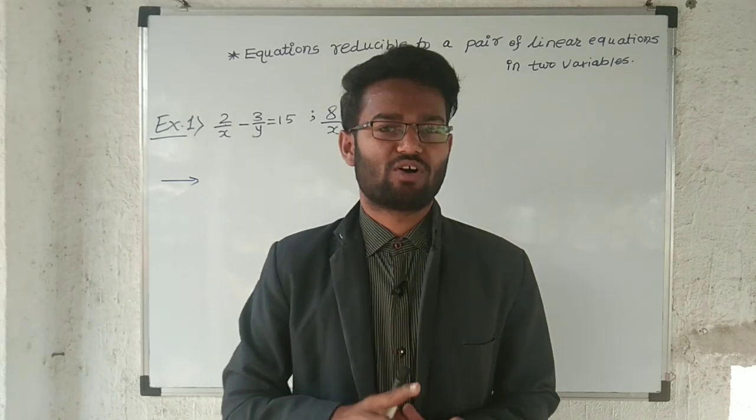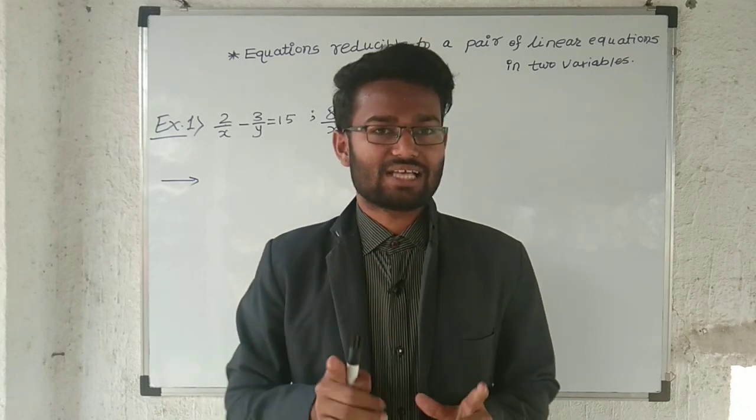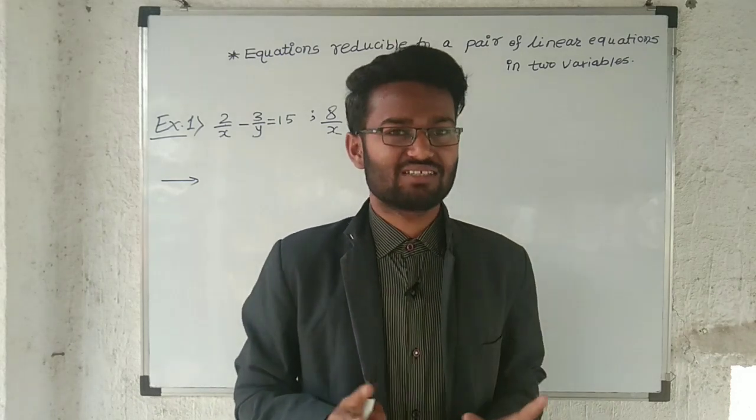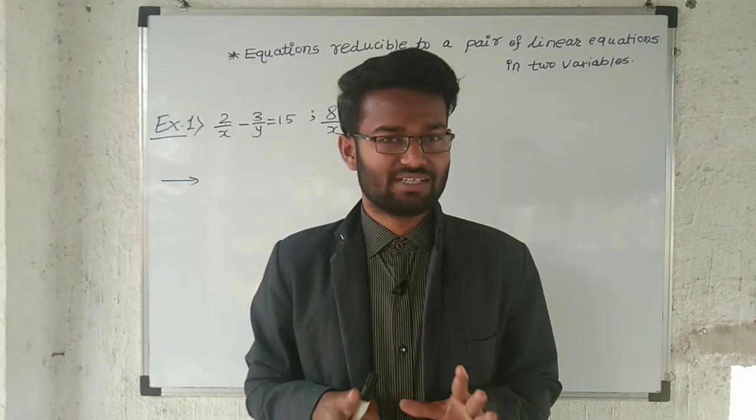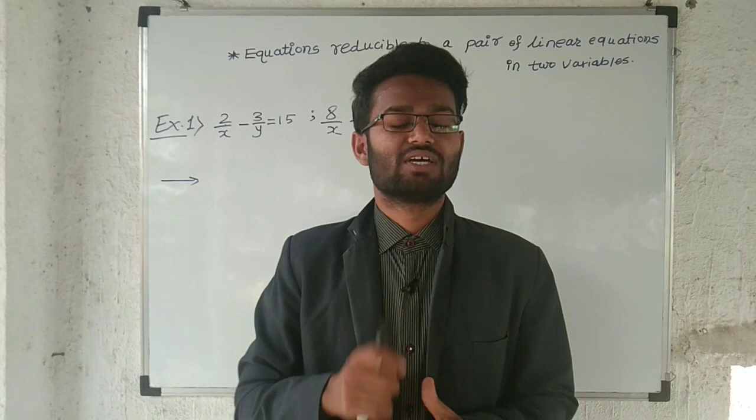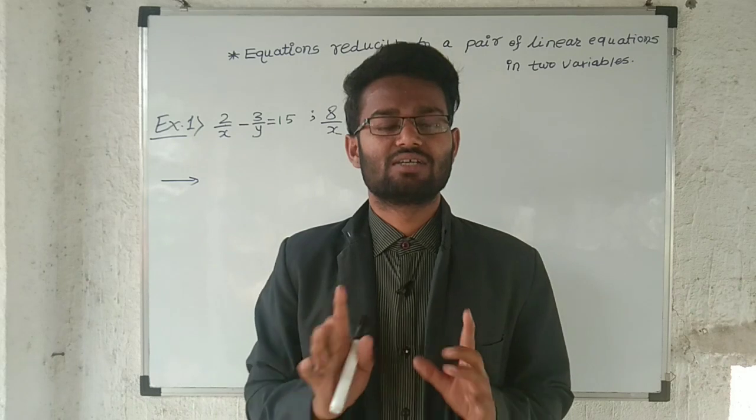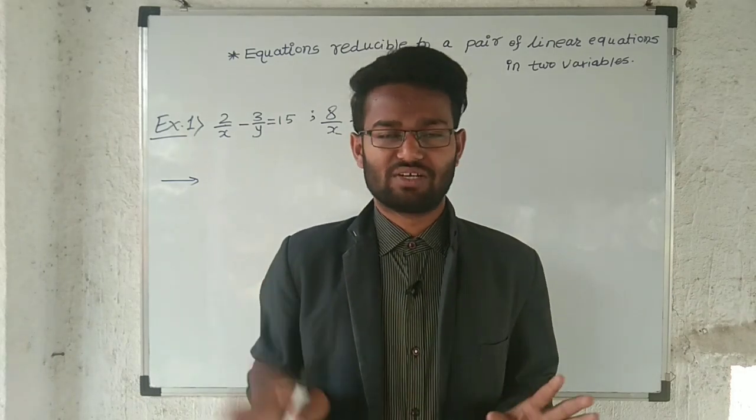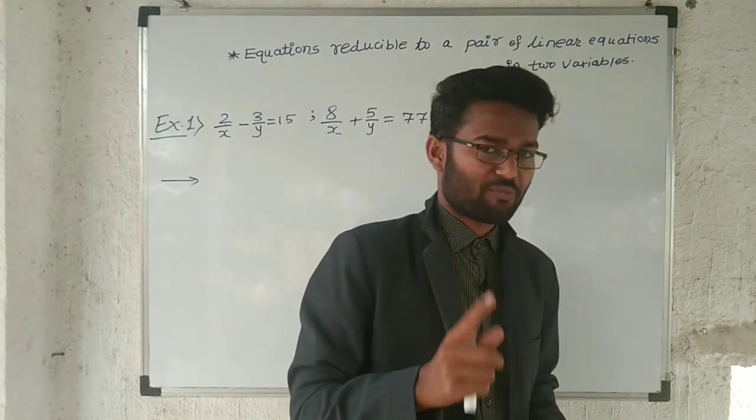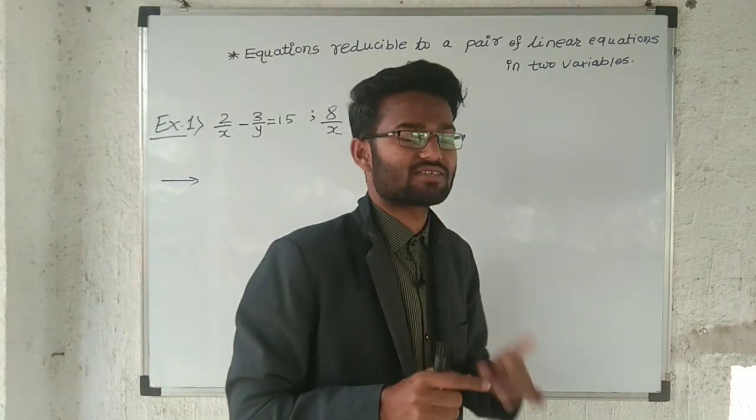Friends, in this video we are going to learn the next part of our linear equations in two variables chapter. Till the last video, we saw what is meant by linear equations, and the different methods for solving simultaneous equations: elimination method, substitution method, Cramer's rule, graphical method. You can go through our videos playlist on linear equations in two variables, parts 1 to 5. Now this is part number 6. So listen carefully. Our topic is equations reducible to a pair of linear equations in two variables.